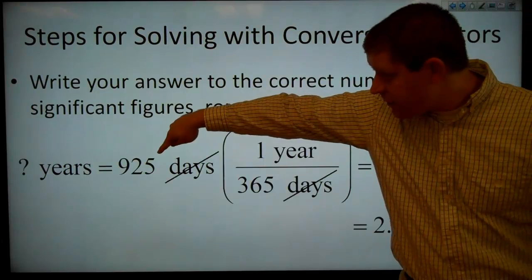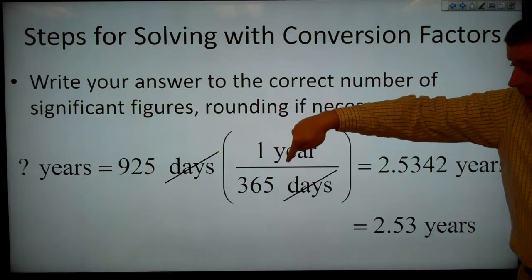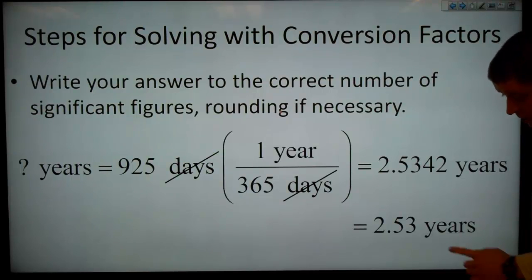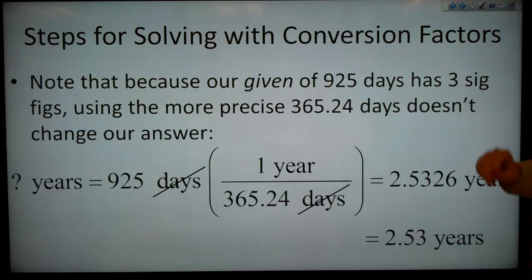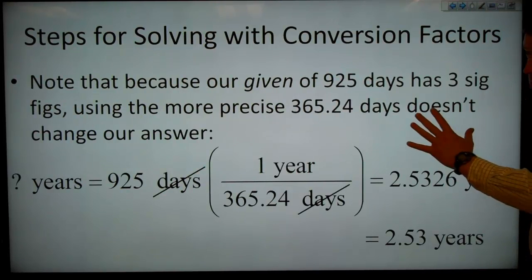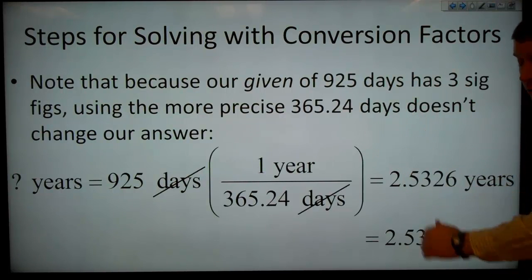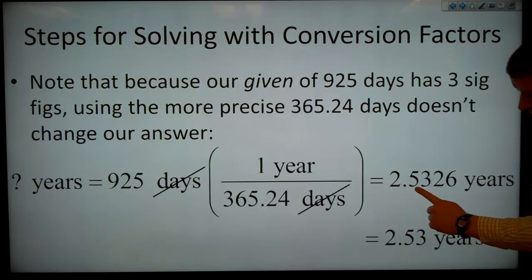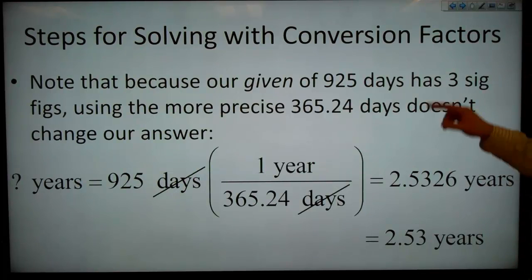We have 3 sig figs in 925. We have a 1 here, that's an exact number. We have 365 days, that also has 3 sig figs, so our answer needs to have 3 sig figs. So 2.53 years is equal to 925 days. And again, note that because our given of 925 days has 3 sig figs, using the more precise 365.24 days per year doesn't change our answer any. If I actually work it out, it ends up being 2.5326 years, which is still rounded to exactly the same number.